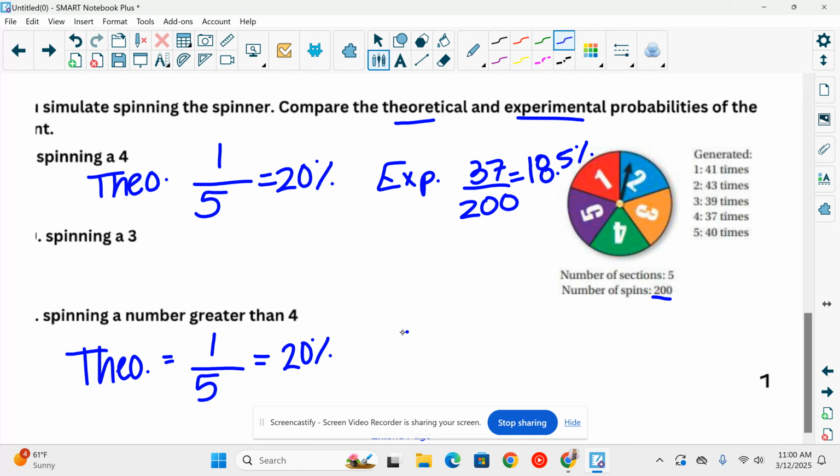Experimentally talking, how many times did I actually spin the spinner? 200 times. How many of those times were greater than 4? 40 times.